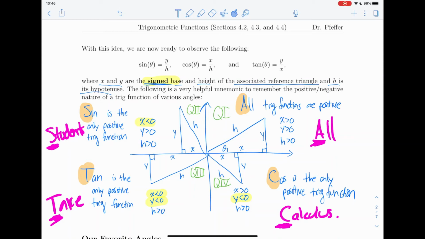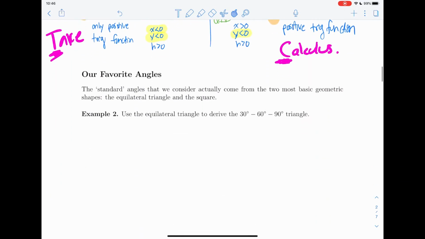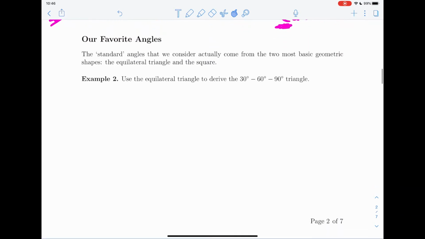Okay, so picking up where we left off last time, we had just introduced ASTC, All Students Take Calculus. What we're going to do now is derive and revisit the classic angles that we might have encountered before. During the last lecture, in section 4.1, we introduced very common angles. We had 30 degrees, 60 degrees, some 45-degree angles, and then we had a whole bunch of pizza slices that we were trying to understand and represent a little bit.